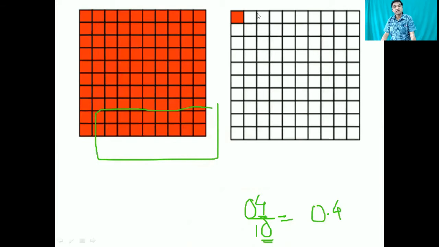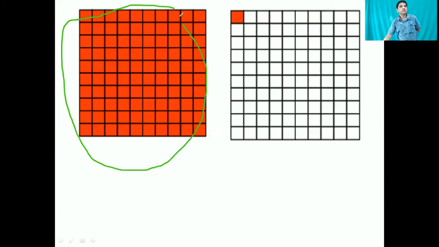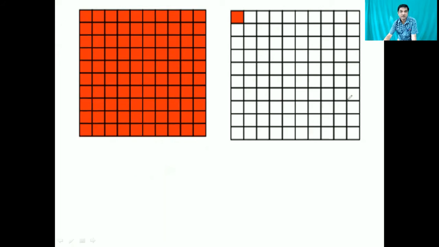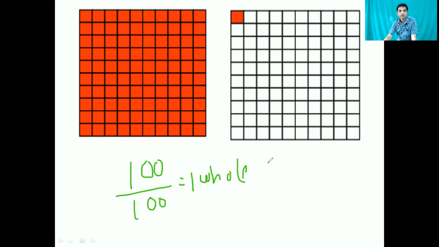Here you can see that there is one square which is divided into 100 equal parts, and the entire square is shaded. You can see that this complete square is shaded. Now, how to represent this shaded part of the square? Well, I will say that 100 out of 100 parts of this particular square are shaded. We represent this as one whole.